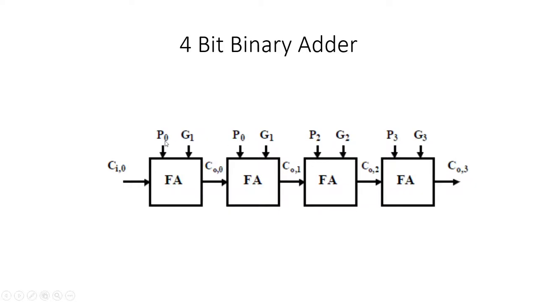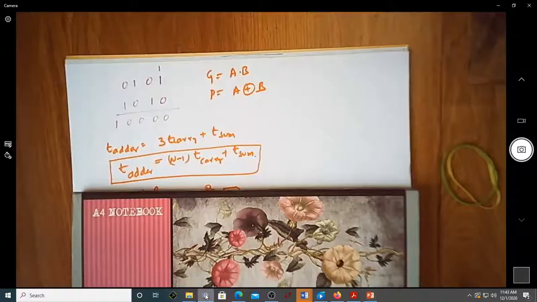So these P's and G's are nothing but, as we already know, P is the propagate of carry, which is A exclusive-OR B, and G is the generation of carry, which is A and B.